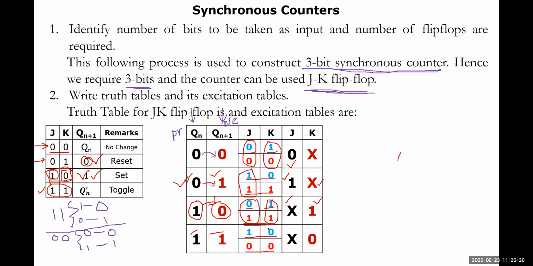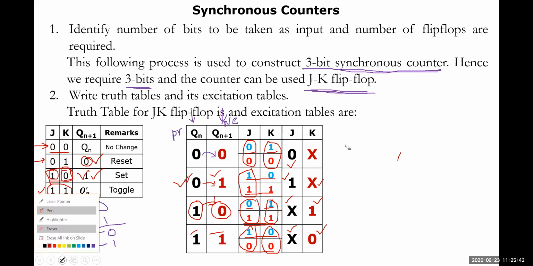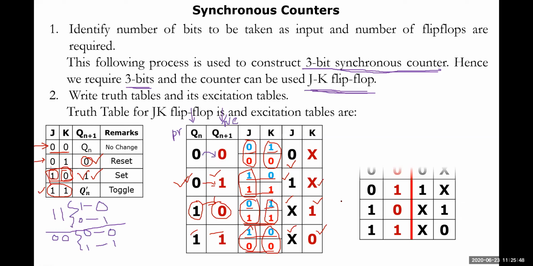And the mistake happened here itself in the previous lecture. I had taken 1 here, so that is what the problem was. So K will be 0, it has been fixed here, but J will be alternated. Therefore it is a don't care condition. Cumulatively, the excitation table will be seen in this fashion.